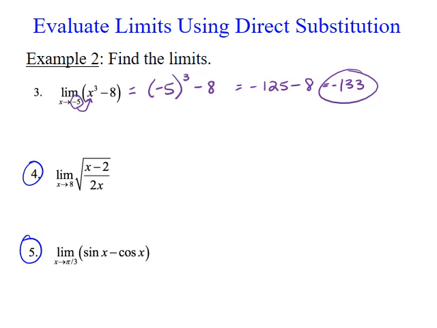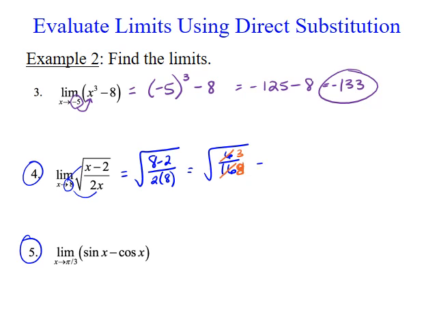In number 4, I have two x values that I need to plug 8 into. So I have the square root of 8 minus 2 divided by 2 times 8. This gives me the square root of 6 divided by 16. These have a 2 in common. 2 goes into 6 3 times and into 16, oops, 8 times. I'm sorry.